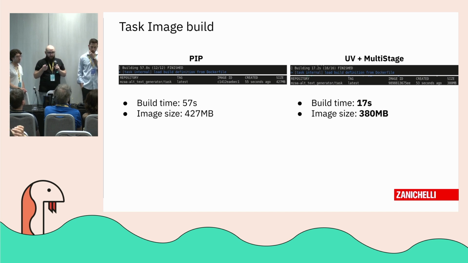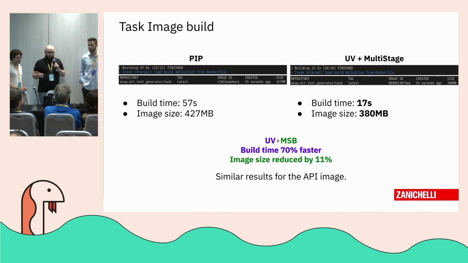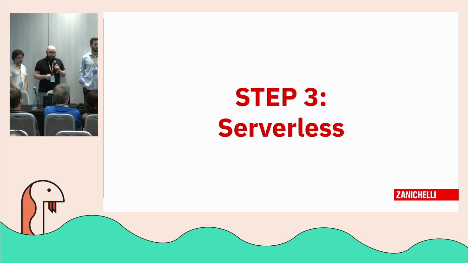In our case, what mattered most was the image size, but also the build time. It's an improvement worth mentioning. And obviously, we did the same for the API image, which was the actual target of this optimization. So now that we have two images, we can deploy them.